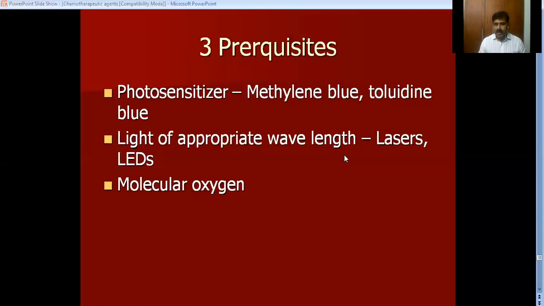What does a photosensitizer do? When you place it within the periodontal pocket, microbes take up this photosensitizer. So when you apply the light over there, the sensitizer gets activated. This should happen in the presence of molecular oxygen. Only then will it result in the formation of reactive oxygen species, mainly singlet oxygen, which will lead to the breakage of the cell wall and cause cell death.